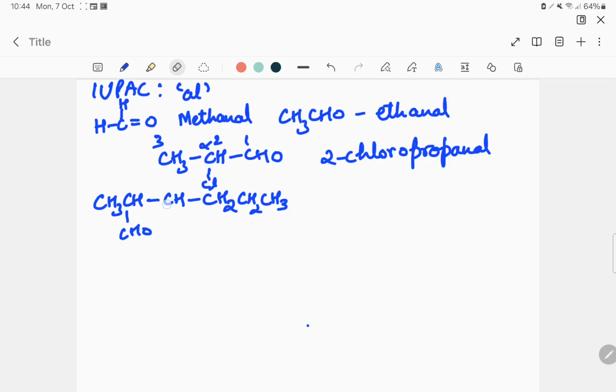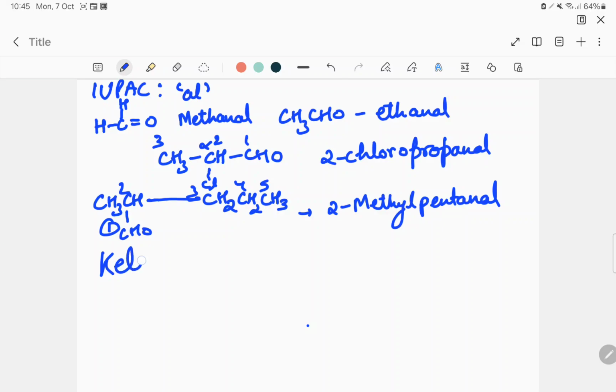Then we have 1, 2, 3, 4, and 5. This will always be given 1. So the name will be 2-methyl pentanal. This is the IUPAC system of nomenclature of aldehydes. Now the nomenclature of ketones.